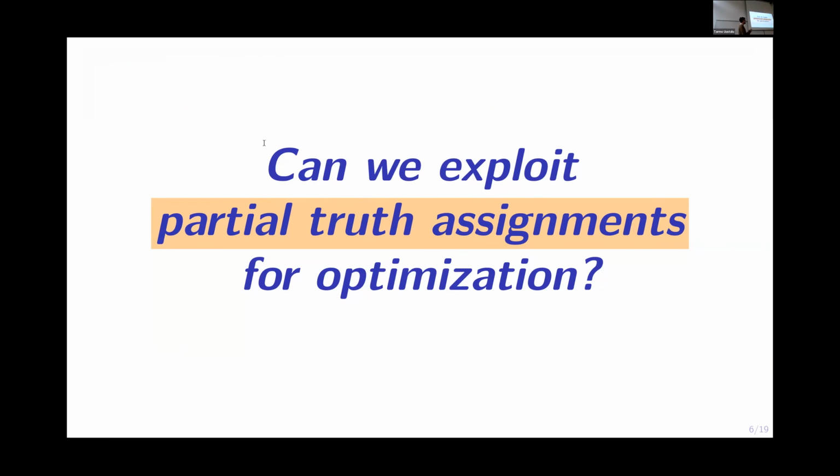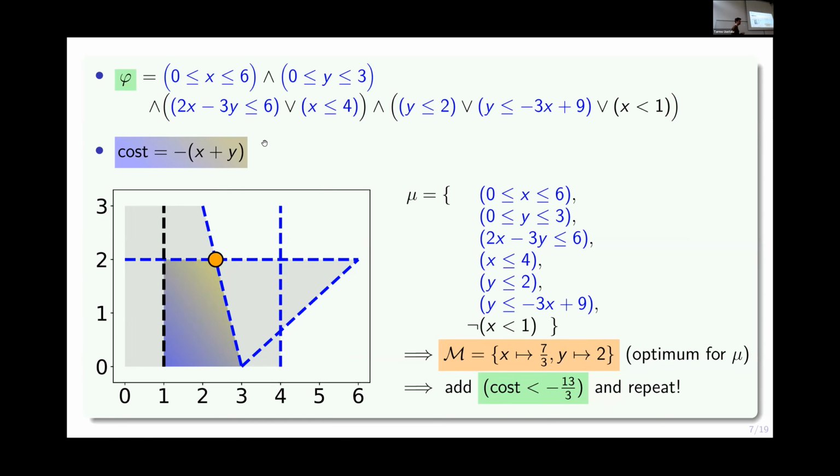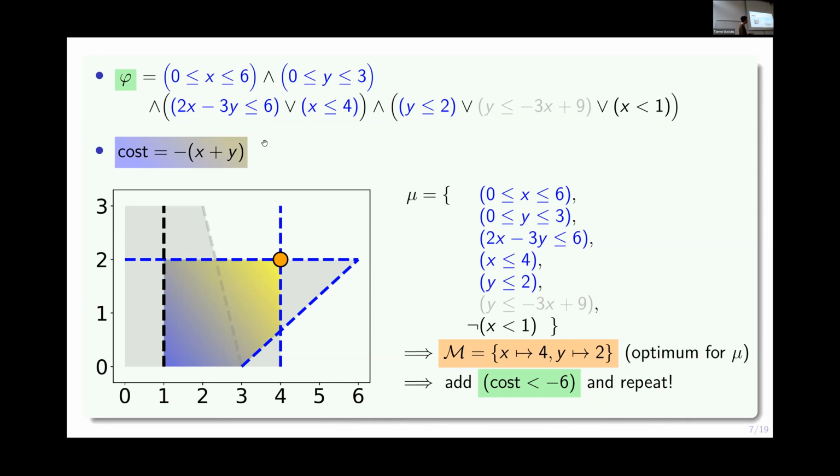So the question is, can we exploit partial truth assignments for optimization? The answer is yes, and let's see how. For instance, starting from this total truth assignment here, we can see that some of the literals can be dropped. For instance, this literal here is not necessary for it to satisfy the formula, because if we remove it, then this clause is still satisfied. And by removing it, we actually enlarge the solution space, and we find a better optimum.